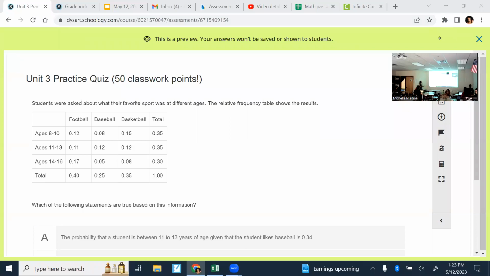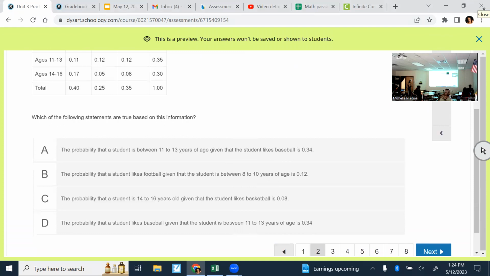So this relative frequency table, there's just all decimals. You can tell if it wants a decimal or percent, depending on how your answers look. And this one is asking you to find what we call conditional relative frequency. I think every single answer option is asking for that. So for example, the probability that a student is between 11 to 13 years of age, given that the student likes baseball, and then it's giving you an answer that you have to see if it's true or not.